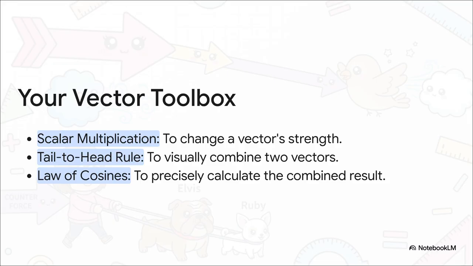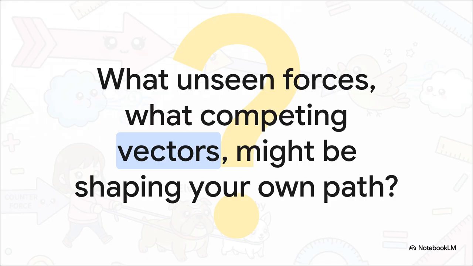So, let's recap. You've just added 3 really powerful tools to your mathematical toolbox. You've got scalar multiplication to change a force's strength, you've got the tail-to-head rule to see how forces combine, and you've got the law of cosines to get that perfectly exact answer. So now, you can see the world a little differently.